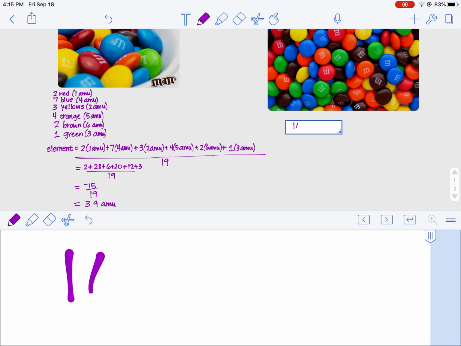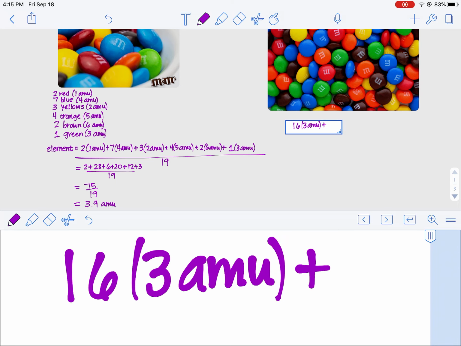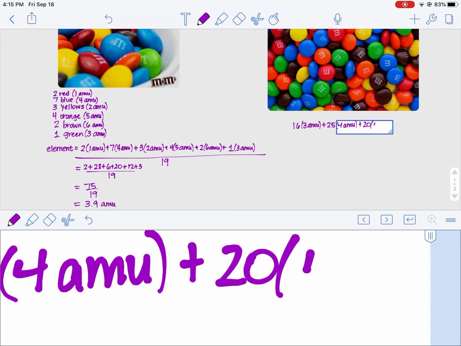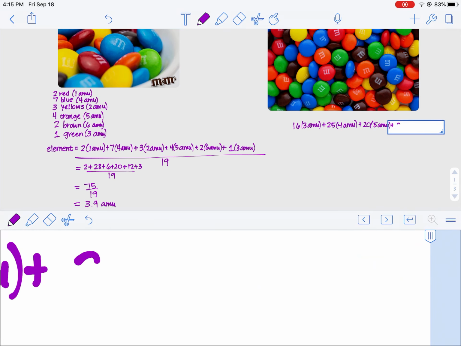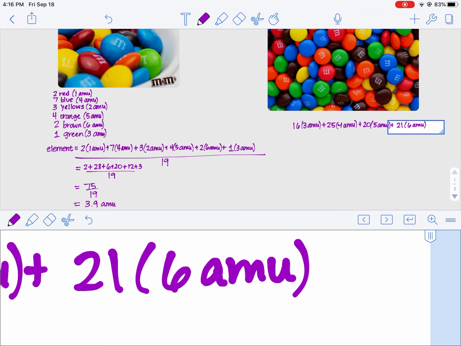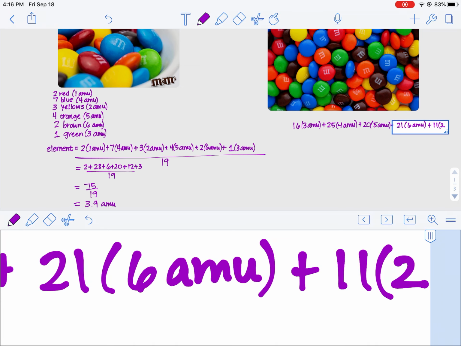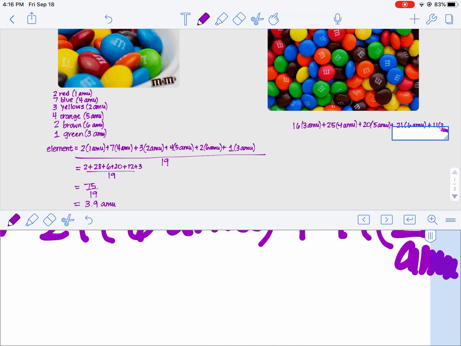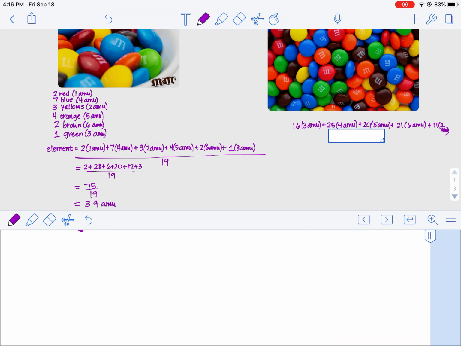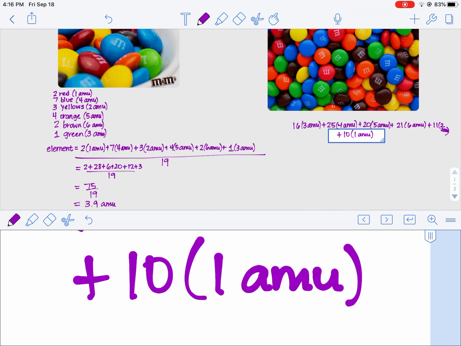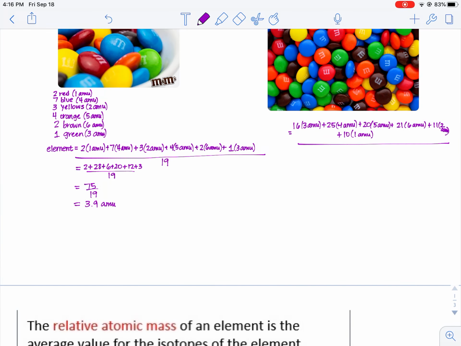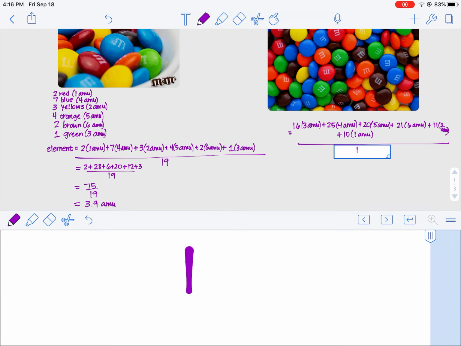So we wind up having 16 greens and 25 blue and 20 orange pieces and 21 brown pieces and 11 yellow pieces and 10 red ones. And again, we're trying to come up with the average. So I now need to divide this by the total number of pieces. And there are 103 pieces in this sample, in this dish.